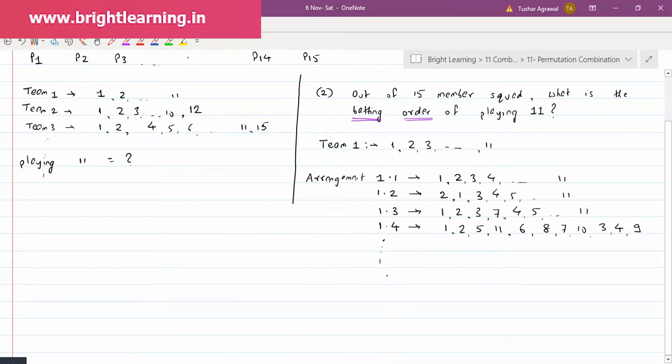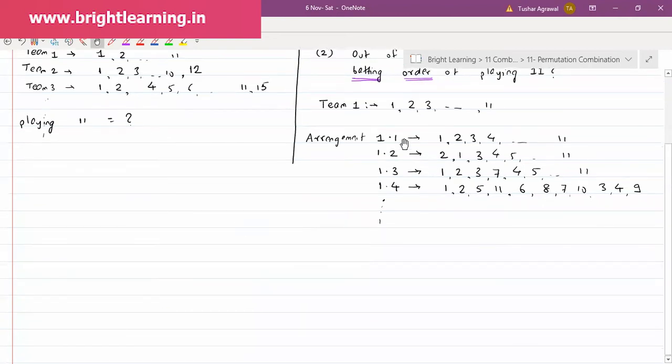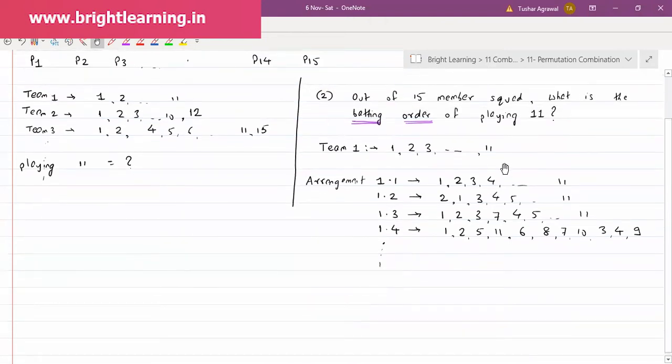More such are possible. Now, can you see that of these arrangements we have written only 4? A lot more are there. These 4 arrangements are only for team 1. Keep this in mind. First of all, we have written only 4 out of the many things that you can imagine right now. You must have gotten an idea that so many arrangements are possible.